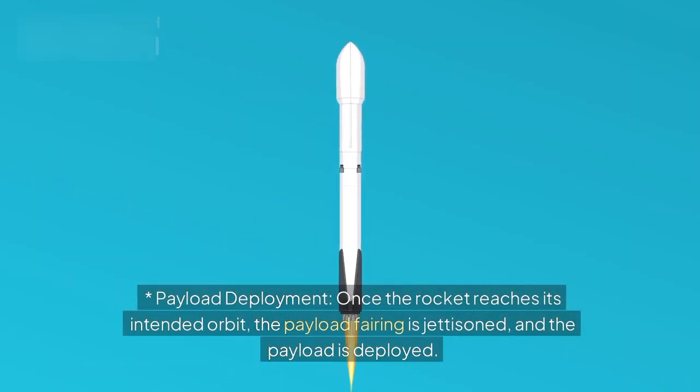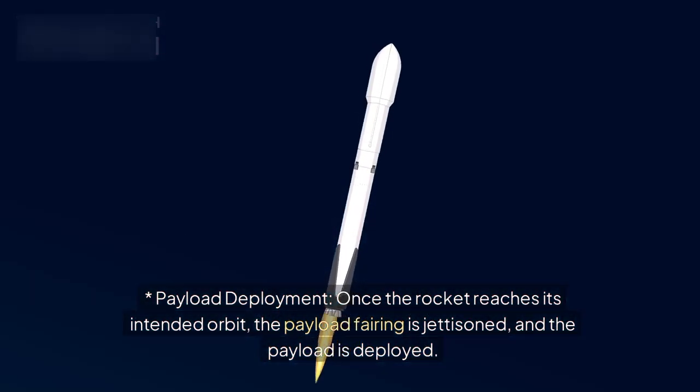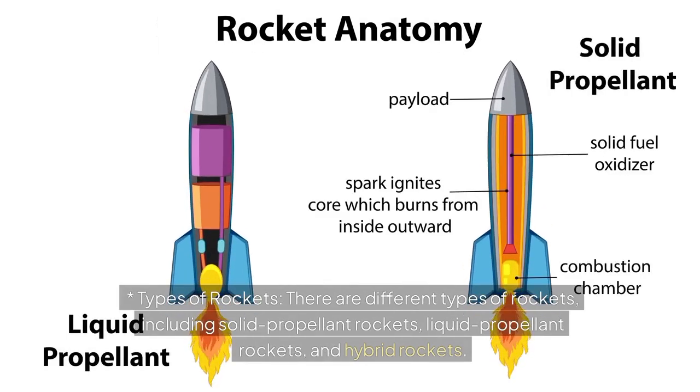Once the rocket reaches its intended orbit, the payload fairing is jettisoned, and the payload is deployed. Additional considerations. Types of rockets. There are different types of rockets, including solid propellant rockets, liquid propellant rockets, and hybrid rockets.